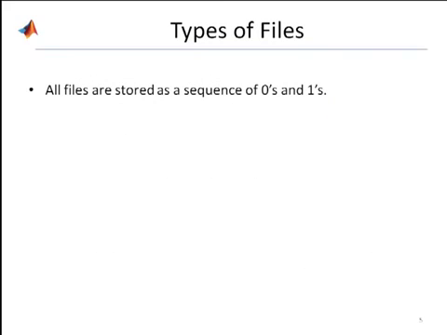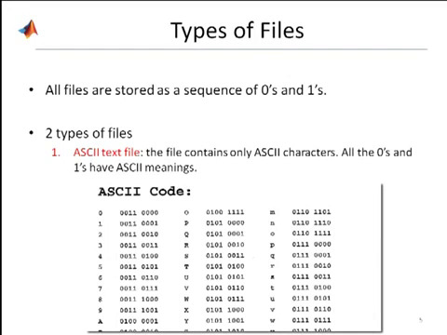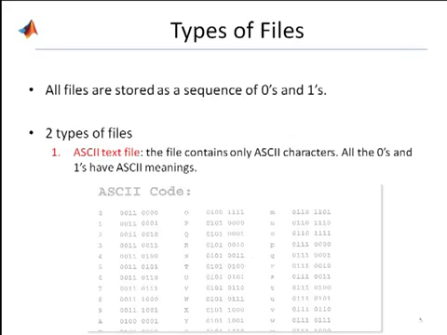As far as the files that we can use, no matter what we look at, there is definitely a sequence of zeros and ones. But officially there are two types of files. If the zeros and ones can be matched with the ASCII characters, so every single sequence of 0 and 1 in the file actually means something with regard to the ASCII table, then it is called an ASCII text file.